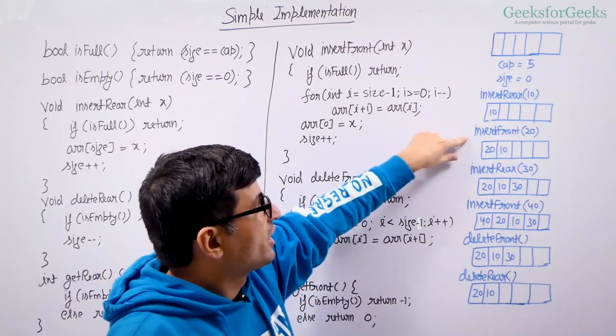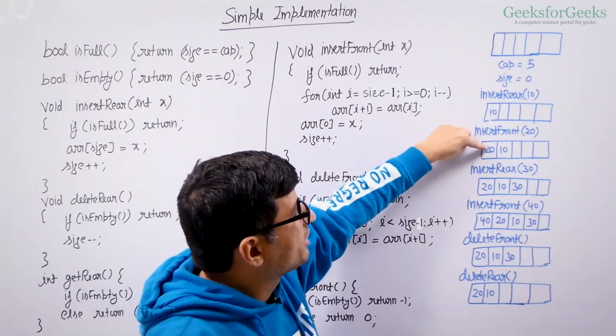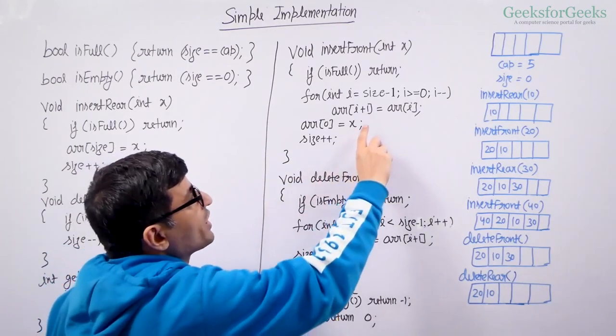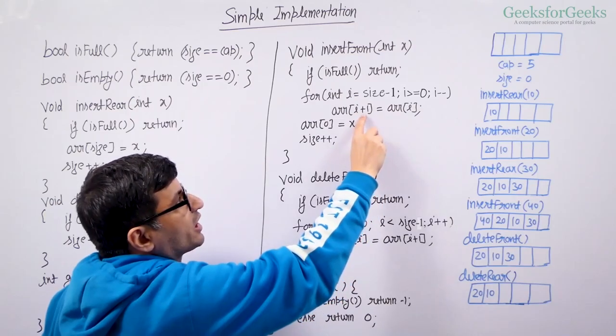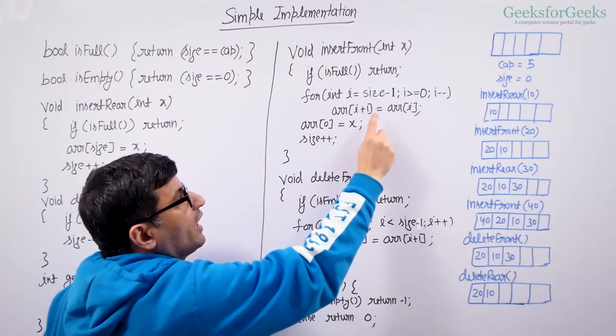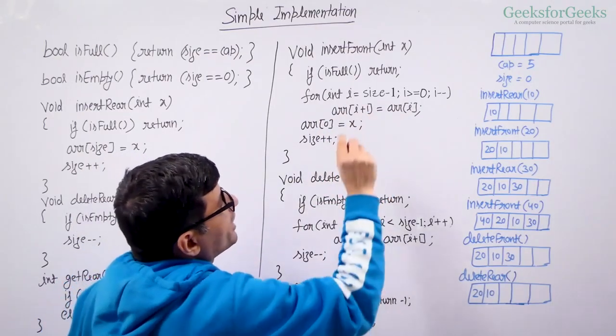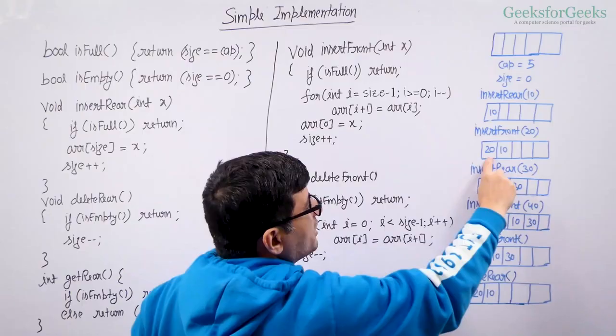When we do insert front, we need to add an item here. So we need to move this 10 here. So in insert front, we are moving all the existing items one position ahead. Array I plus 1 becomes equal to array I for all the size elements. So we create a space at the beginning and then we insert at the beginning.